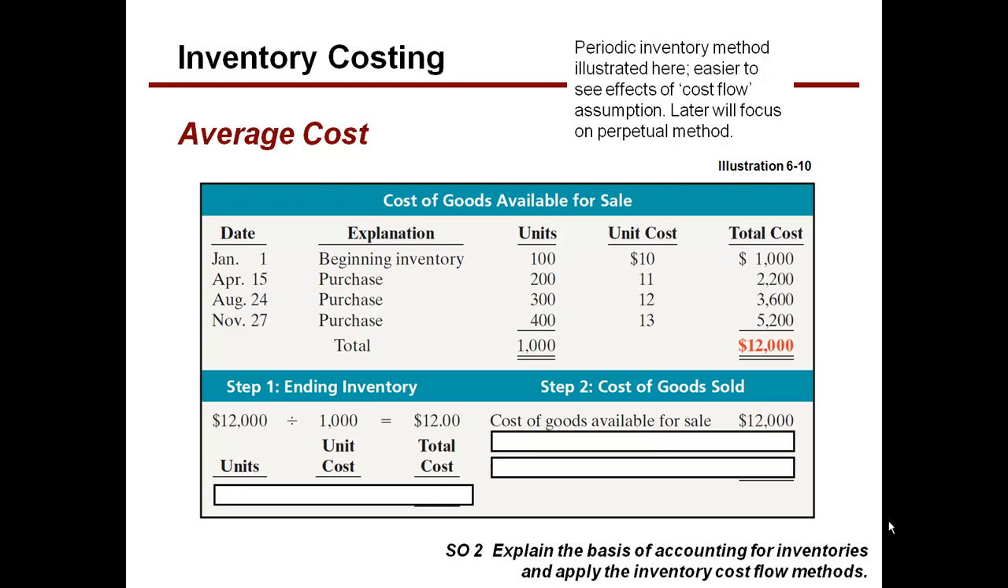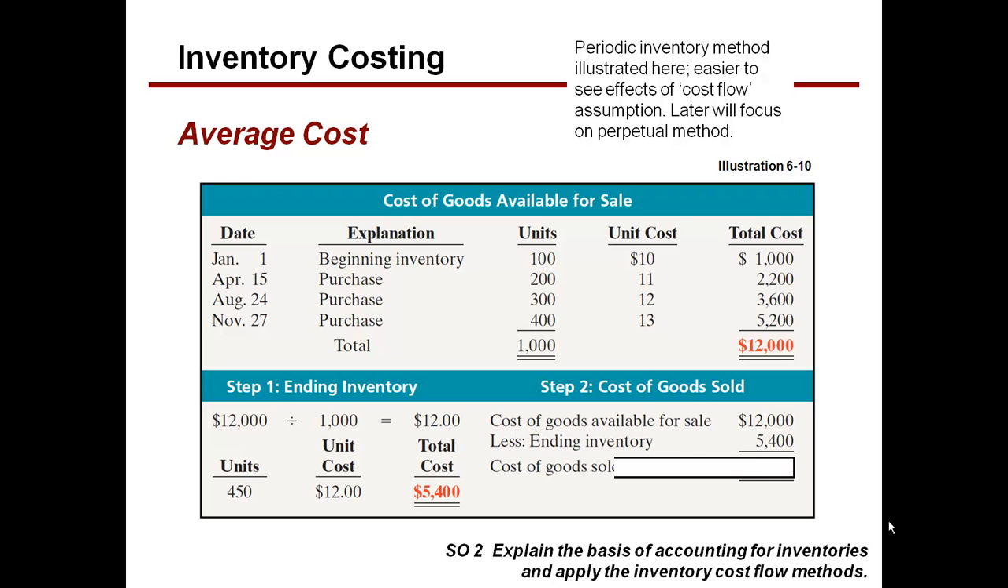All we need to do here is calculate an average cost for the period, January through November, a total of $12,000 and 1,000 units, so the average cost for the entire period is $12 per unit. How do we value ending inventory? Total units of 450 times $12, or $5,400. Cost of goods sold, again, is the difference between our available pool of $12,000 less ending inventory of $5,400, giving a cost of goods sold of $6,600.